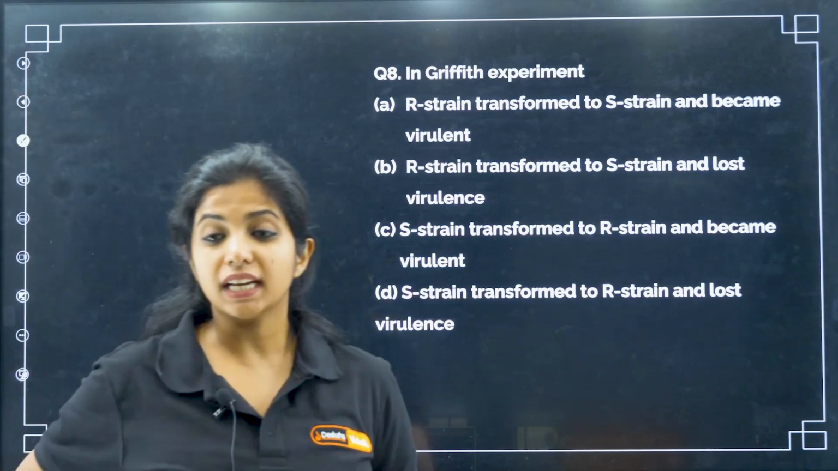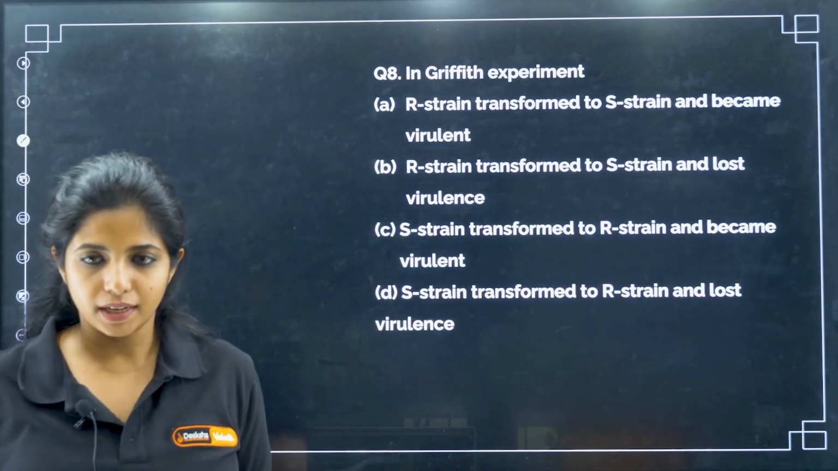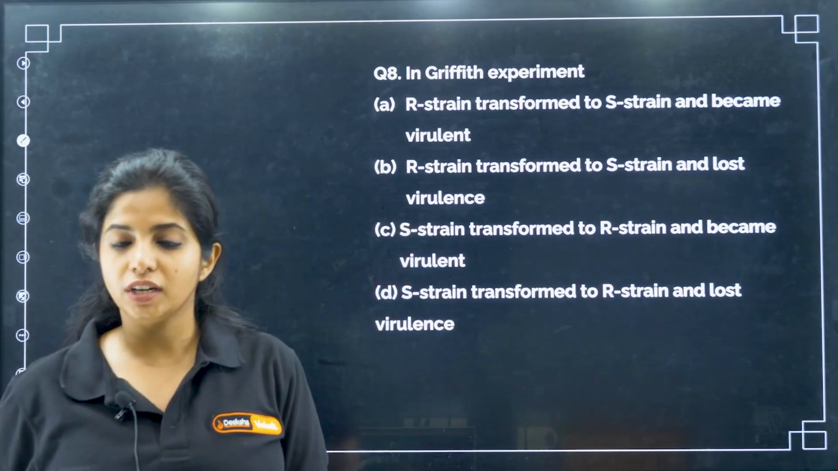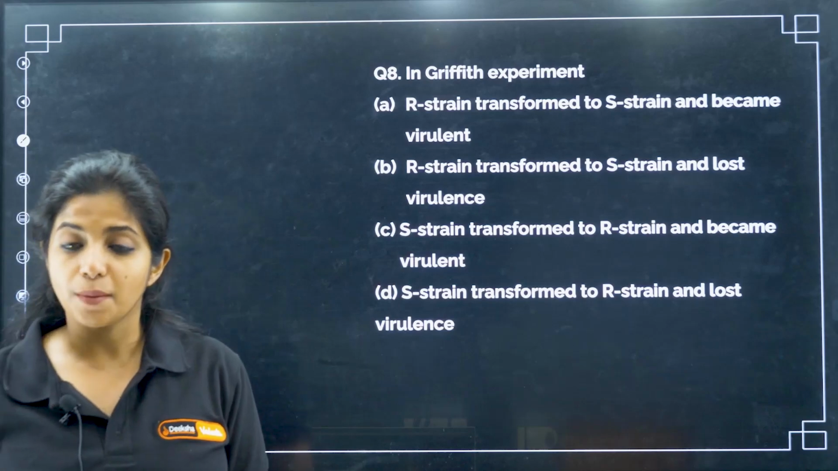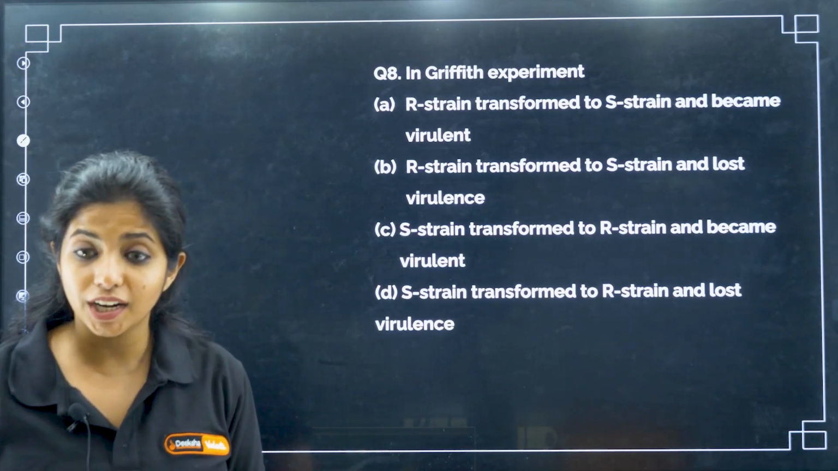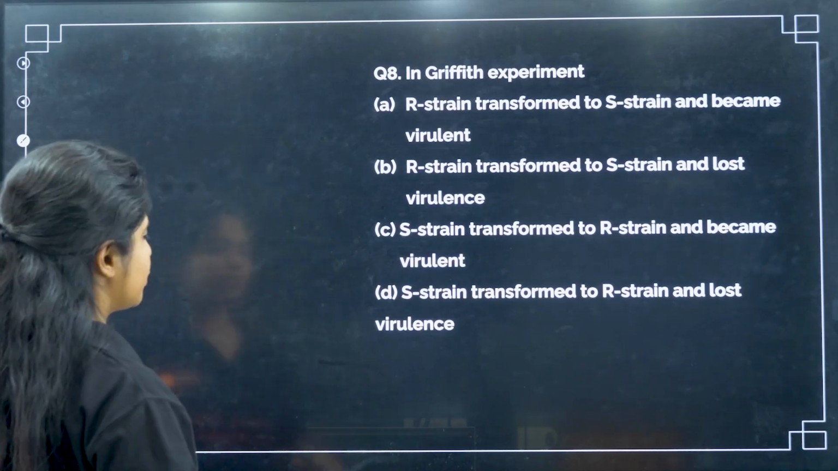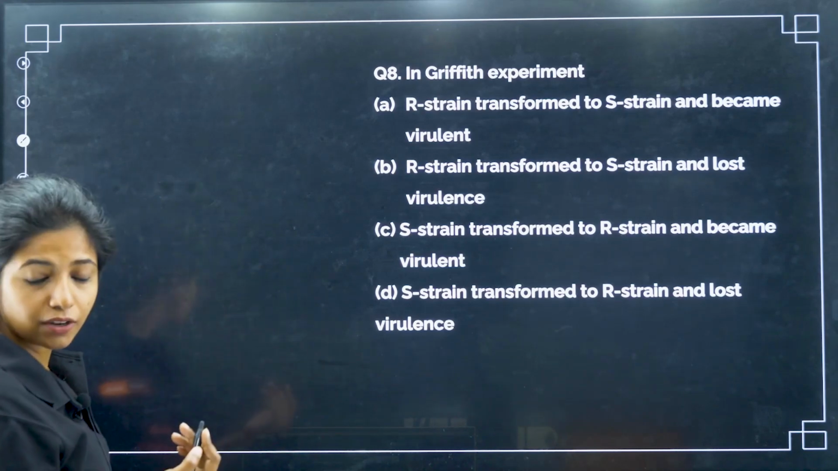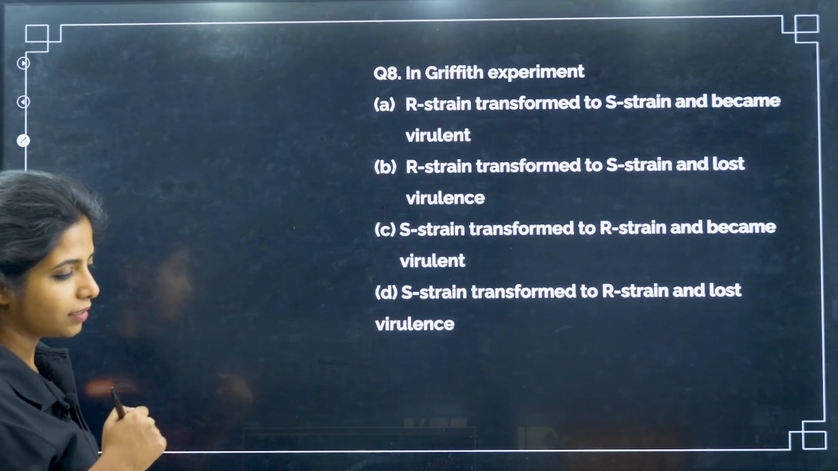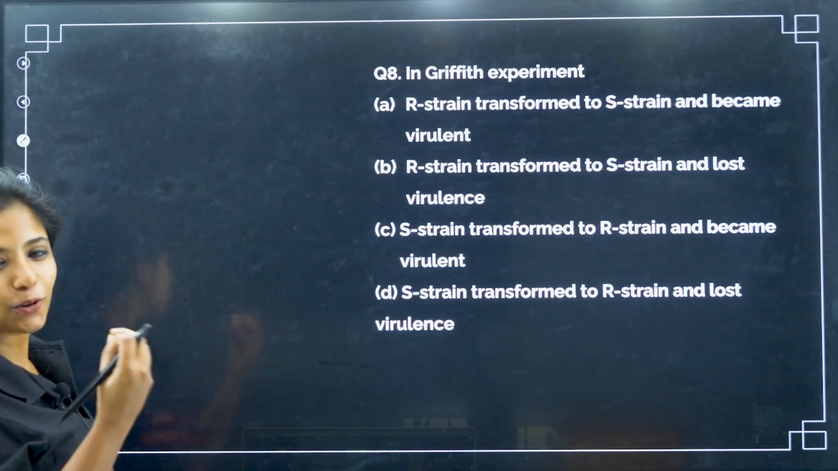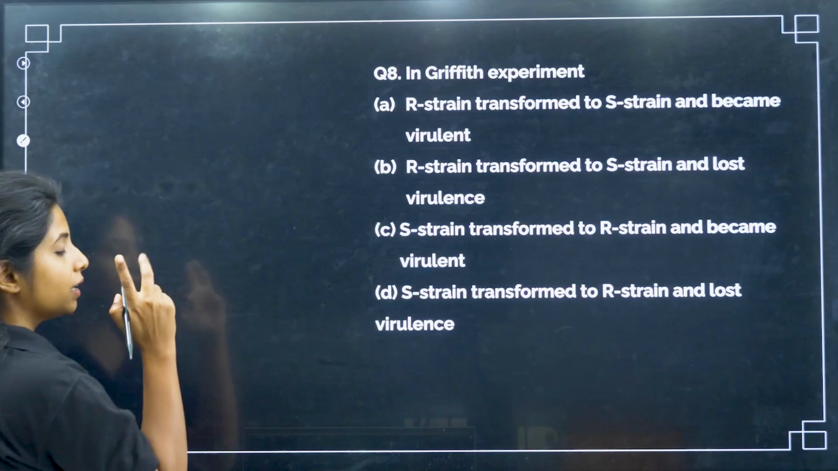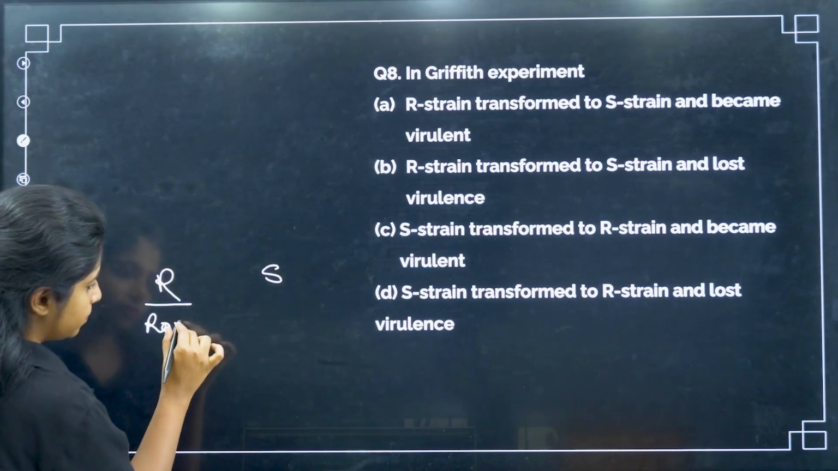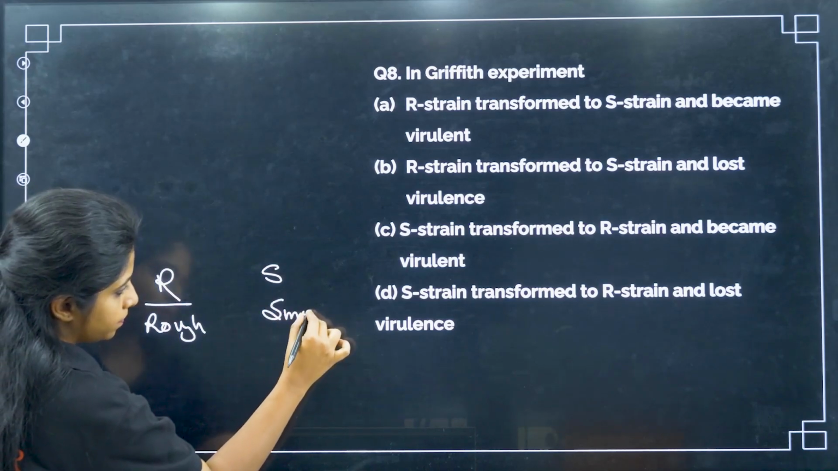Now, in Griffith's experiment, what was happening? R strain transformed to S strain and became virulent. R strain transformed to S strain and lost virulence. S strain transformed to R strain and became virulent. S strain transformed to R strain and lost virulence. What is your answer for this question? Initially, please remember, he took a strain of a bacteria, Streptococcus pneumoniae, and this bacteria had two strains. One was the R strain, another one was the S strain. R stands for rough and S stands for smooth.